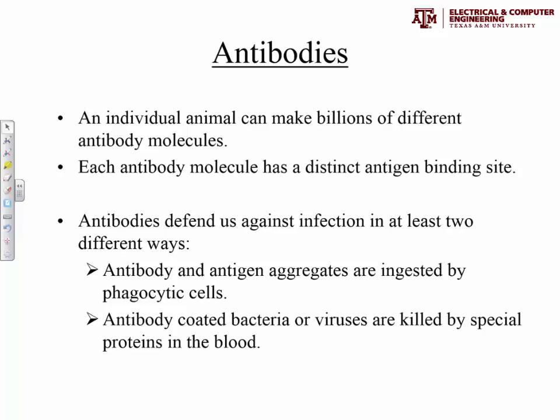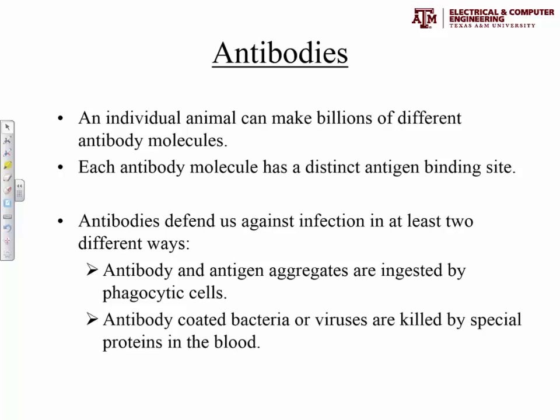Now, an individual animal can make billions of different antibody molecules, because there are many different antigens. Like after a little kid is born, in the first couple of months they take all kinds of shots, because they don't have any antibodies. You're trying to give them the antigen to stimulate the production of antibodies. So each antibody molecule has a distinct antigen binding site.